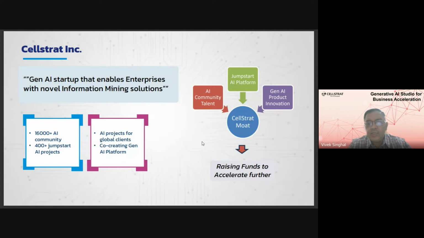But one of the key moats, or defenses, for our startup, if you are an investor, is that we have one of the largest AI communities in India, at least. We have 16,000 AI professionals in our community, and I'm including all of you in that. And we have a Jumpstart AI portfolio of 400 projects. Currently, yes, a lot of such tools are coming out for zillions of startups. But because of our massive community and talent pool, we are very confident we can be a major player in this space.